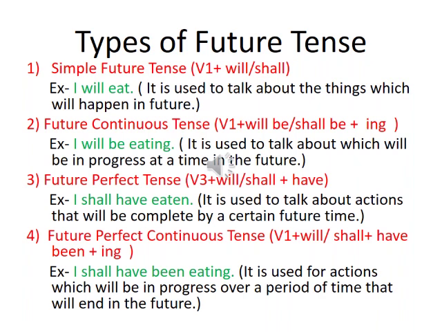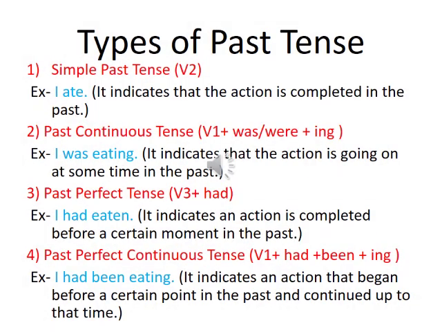The fourth type is future perfect continuous tense. We are using first form of verb plus will or shall plus have been plus ing. For example, I shall have been eating. It is used for action which will be in progress over a period of time that will end in the future. In this sentence, we are using have been plus ing form.